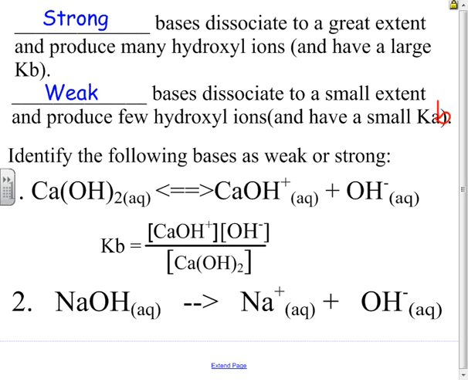Identifying the following acids or bases as weak or strong. The first one is going to be weak. Again, note the double arrow, and Kb for this one will be products over reactants. And the second one is a strong base. Note the single arrow, so it will dissociate completely, would have a large Kb value, and would produce many hydroxyl ions in solution.